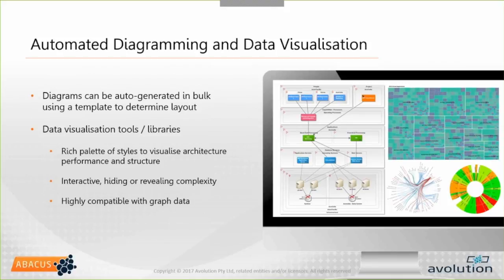One I think is called chord diagram, which I think it's called hierarchical edge bundling, and the other one is sunburst diagram. And the big advantage of these visualizations is they're very effective at hiding or revealing complexity because they're interactive. So you can effectively click on an area and drill down to the next level. So you can seamlessly navigate from a very high-level view of your architecture right down to the detail. Now, the other big advantage of these visualizations is they're very, very compatible with data in a graph format.